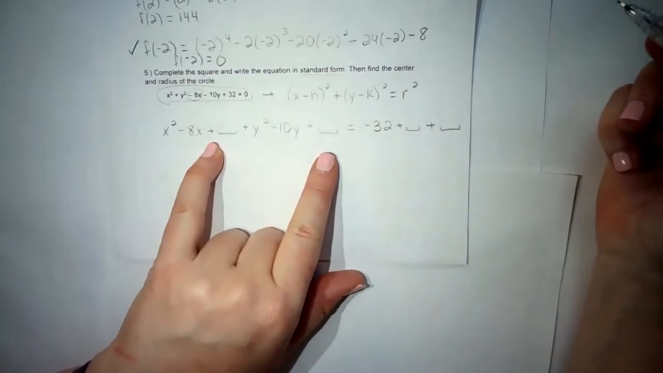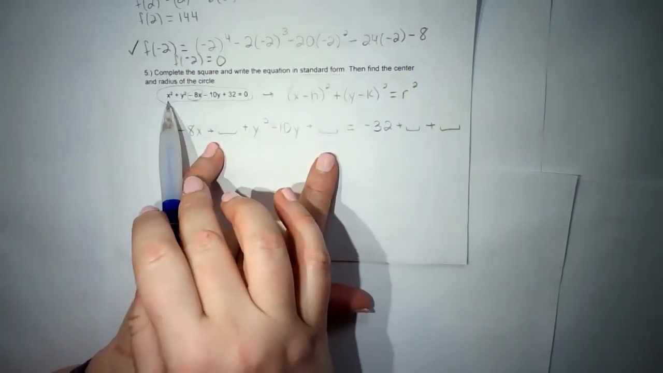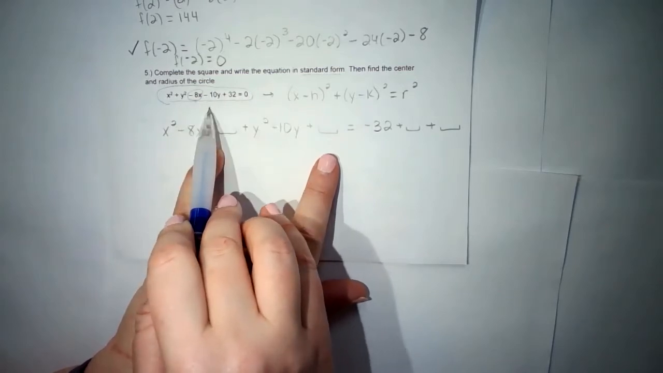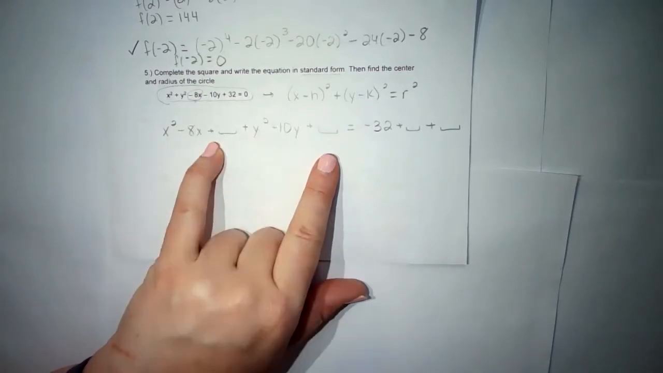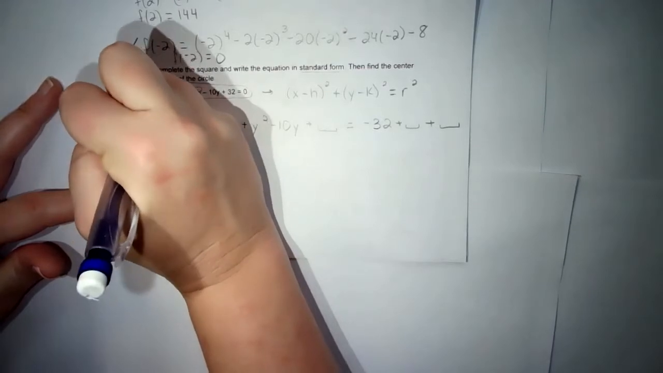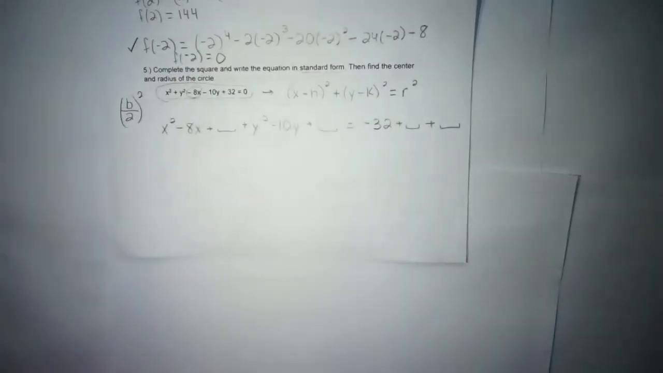Okay, so all I did was reorganize. I put the x terms together and I added a blank, y terms together, added a blank, moved the constant, and then I evened up the blanks. Okay, what in the heck is going in the blank? Remember what goes in the blank is this. That's going to be the key to this problem. b divided by 2 squared. That's what's going in each blank.